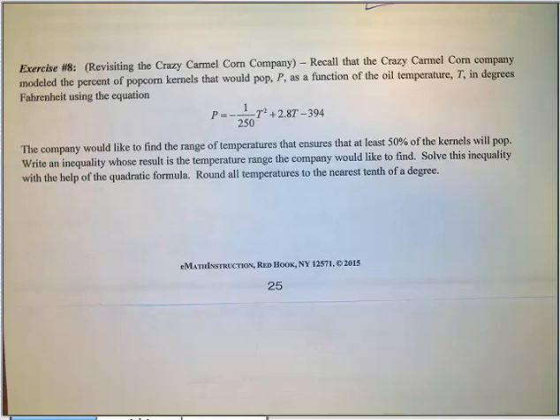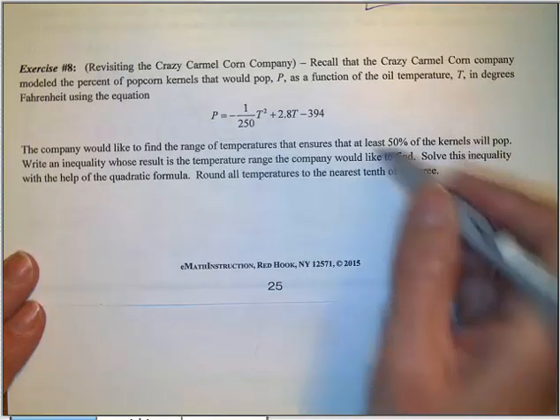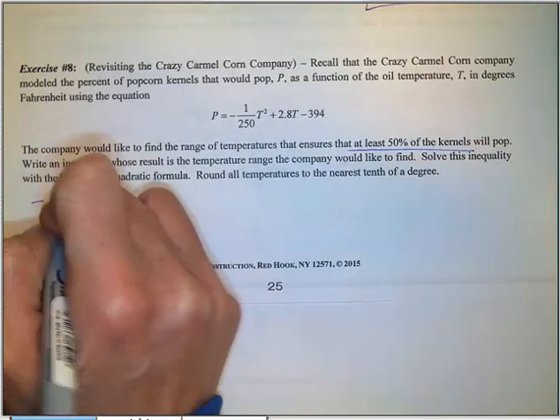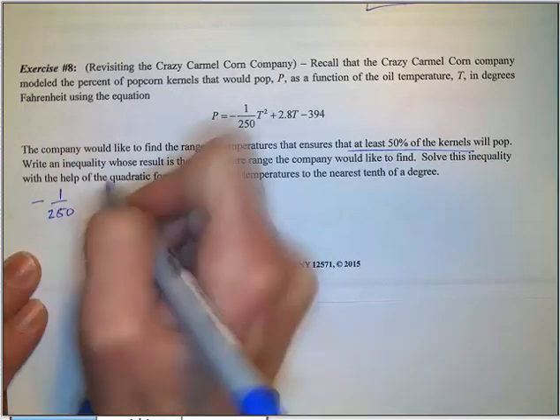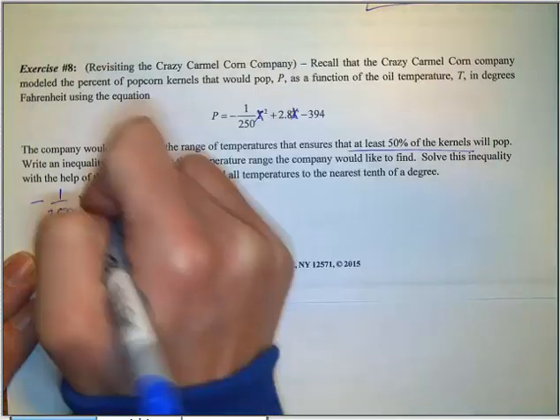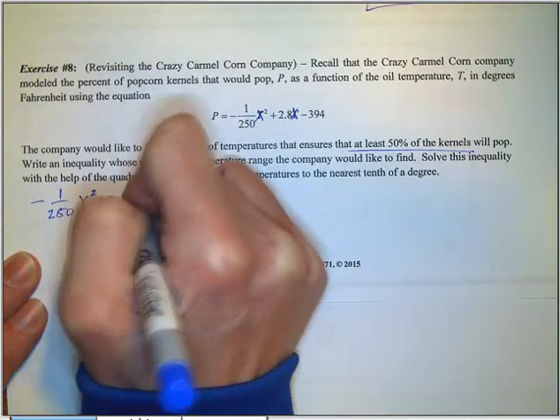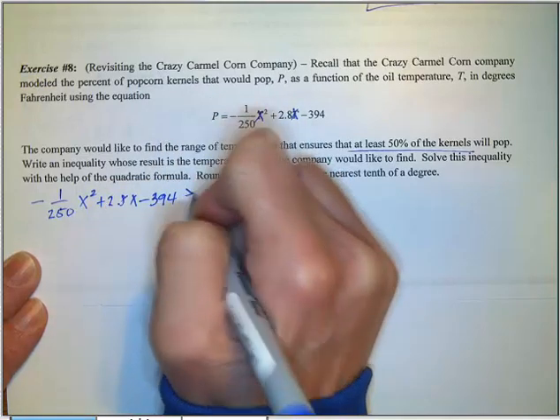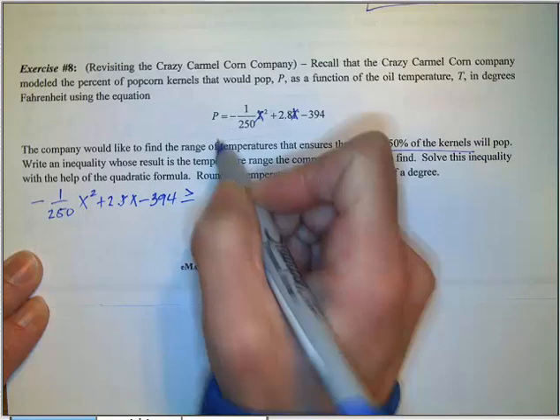All right, I'm going to give you fair warning, write small. So we have our crazy caramel corn company, and we want at least 50% of the kernels to pop. So we need negative 1 over 250, I'm going to call it an x instead of a t, x squared plus 2.8x minus 394 to be at least, so it needs to be greater than or equal to the percent, so 50.